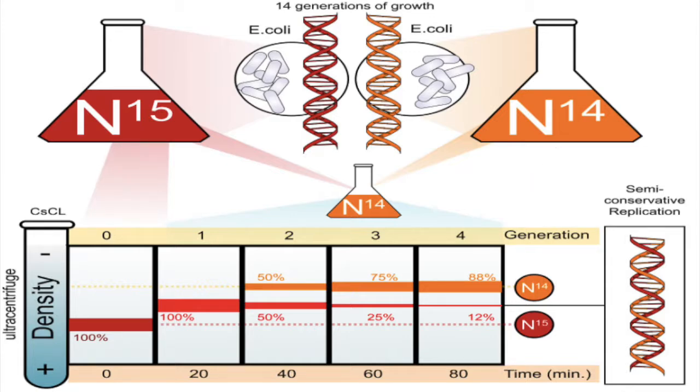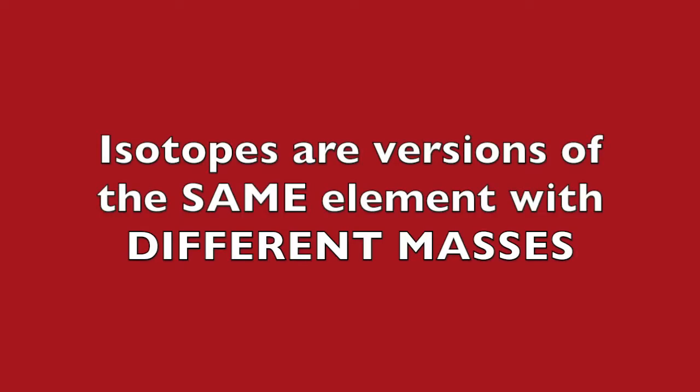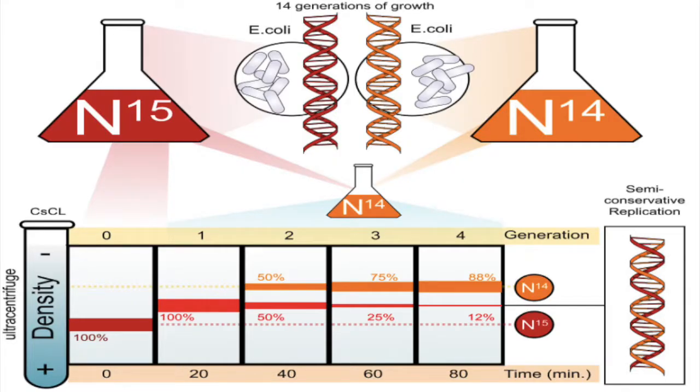If you've taken general chemistry, then you know that isotopes are versions of the same element, simply with different masses. This difference in mass, though, was the key to the experiment because it created a difference in density between nitrogen 14 and nitrogen 15 containing DNA.